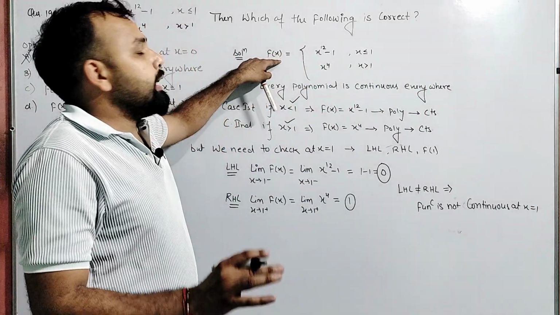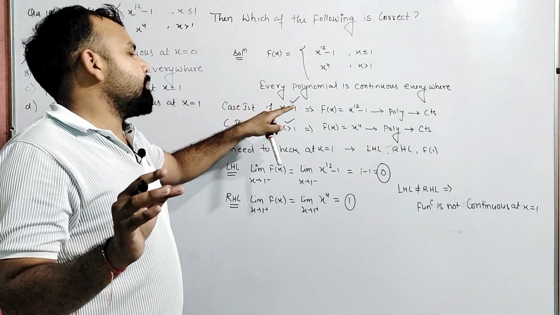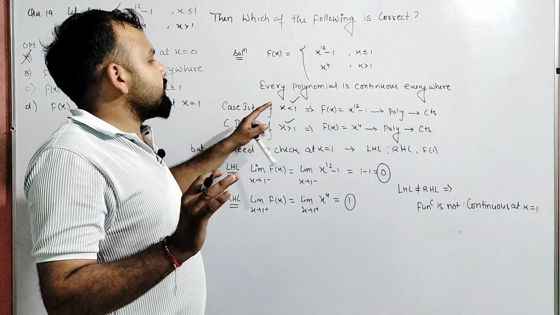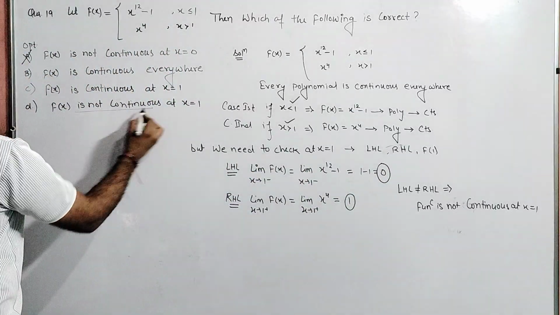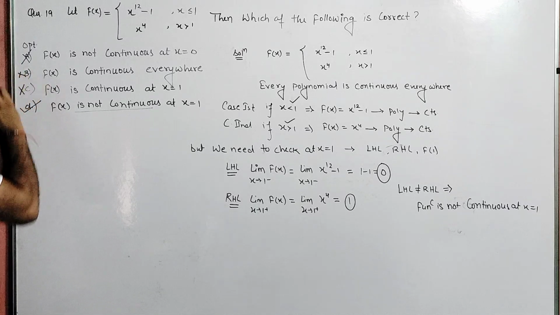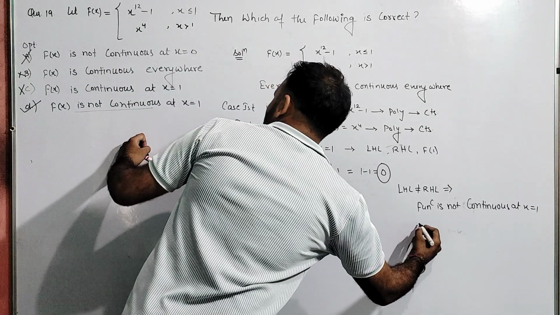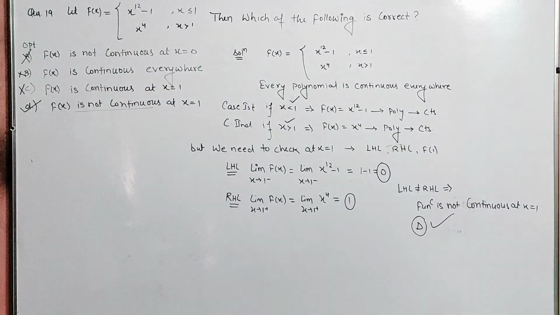This function is not continuous at only x equal to 1, and for everything other than 1, this function remains continuous. So student, we can say that fx is not continuous at x equal to 1. Option D is correct. Remaining B, C and A are false. So our option D is correct. Other options are incorrect. Okay student.